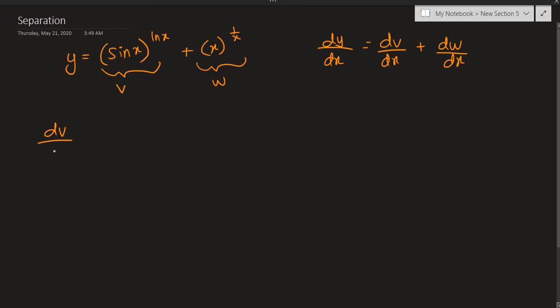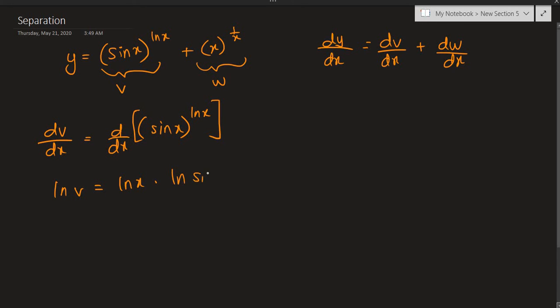So when we have dv over dx, that's going to be the derivative of sine of x to the natural log of x power. Before differentiation, let me remind you that we have to take the natural log on both sides. So we have the natural log of v equal to the natural log of x, because that was the power, times the natural log of sine of x. Now is a good time to differentiate with respect to x.